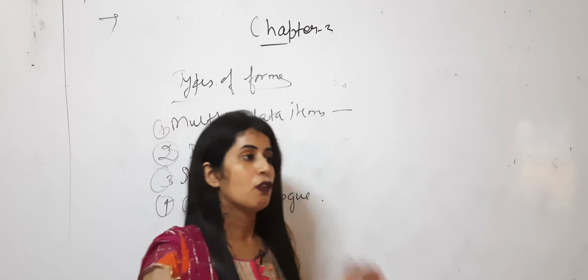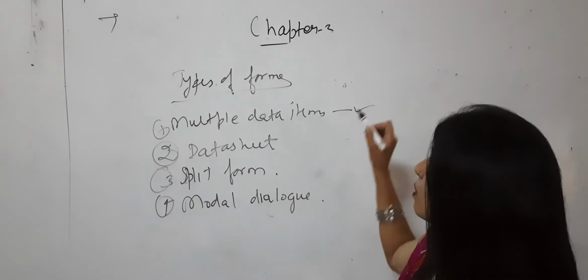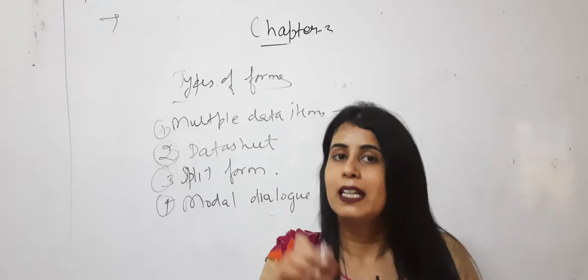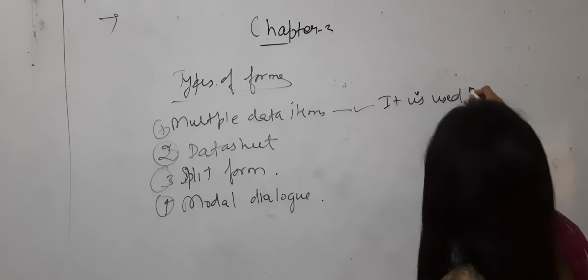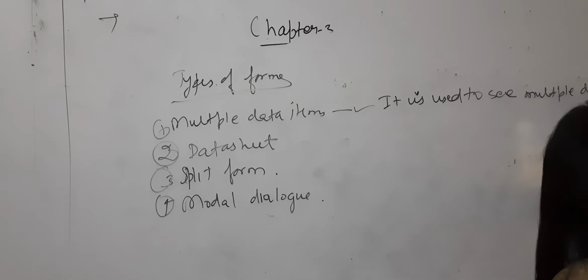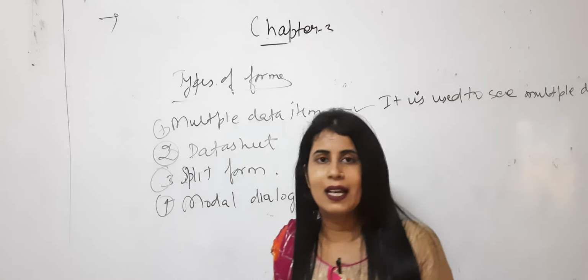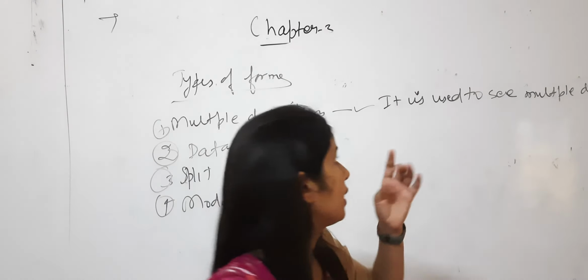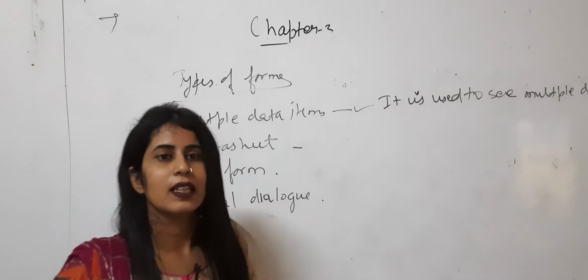At first, starting with multiple data items. If you want to see multiple data at the same time, it is used to see multiple data at the same time. If I am going to see multiple data at the same time, I will use the multiple data items form. Next one is data sheet.